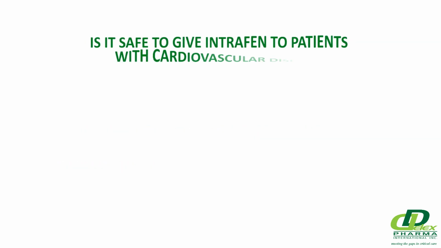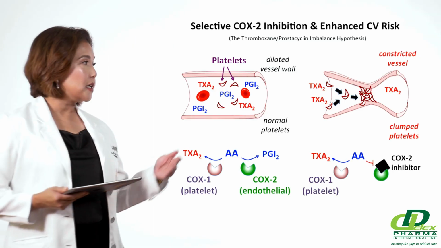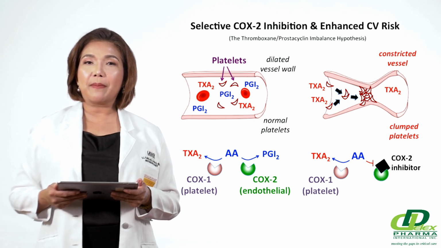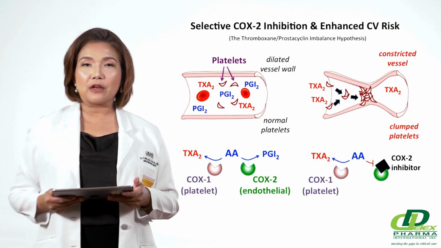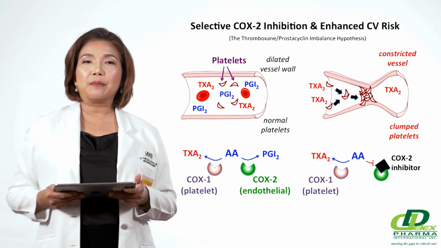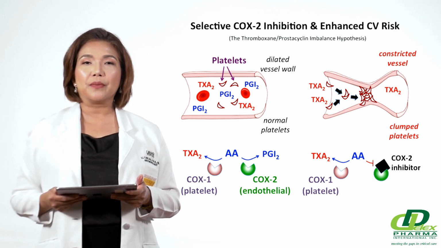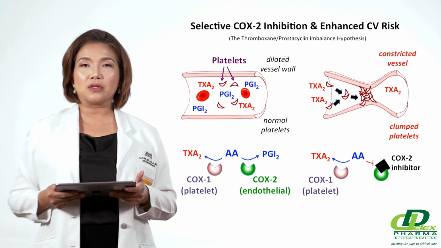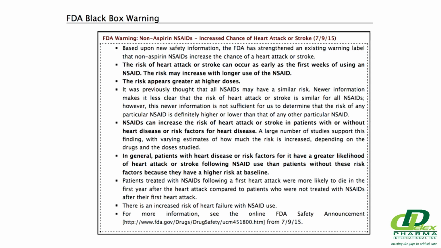Is it safe to give in patients with significant cardiovascular disease? As previously discussed, a greater inhibition of COX-2 versus COX-1 can tip the balance in favor of thromboxane formation, vasoconstriction, and platelet clumping, which are more likely to occur. And there is an increased risk for cardiovascular events such as myocardial infarction and stroke. The FDA has issued this black box warning stating that the risk for heart attack and stroke is increased with NSAID use and that its occurrence may manifest as early as the first week of use. It is also stated that the risk appears to be greater in higher doses.